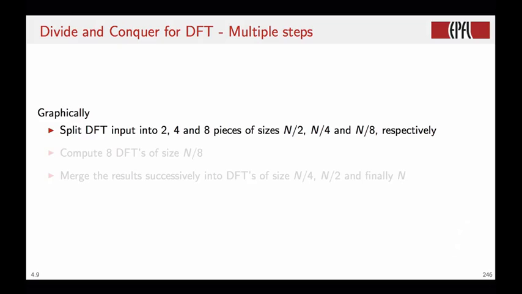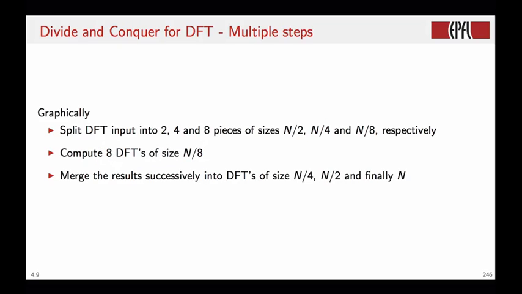So graphically, again, split the DFT into sizes of n over 2, n over 4, n over 8, for example. In this case, you will have 2 problems of size n over 2, 4 problems of size n over 4, 8 problems of size n over 8. So this leads us to compute 8 DFTs of size n over 8. Merge the results into DFTs first of size n over 4, then this becomes n over 2, then this becomes a result of size capital N.